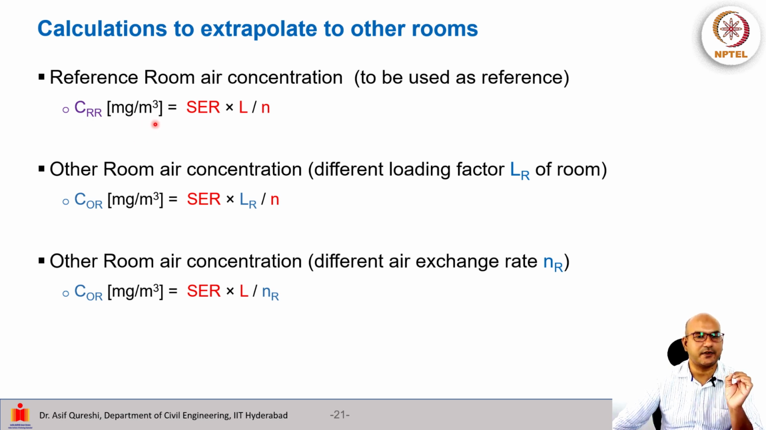Now this is our reference room with the loading rate and exchange rate. Now if we were converting to another room, so other room air concentration, which will have a different loading factor in this case, C other room is now equal to SER multiplied by this other room loading rate divided by N. If the other room differs only by the air exchange rate, which is NR, then the C other room would be SER multiplied by L, which is the same as before, but divided by the other room exchange rate.